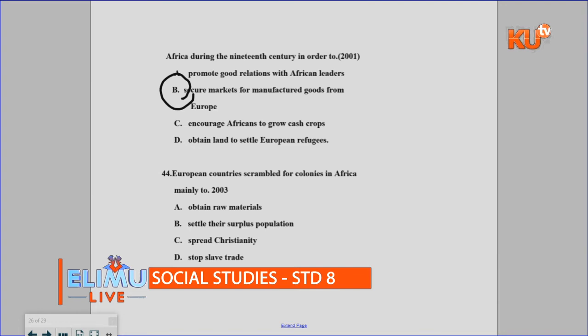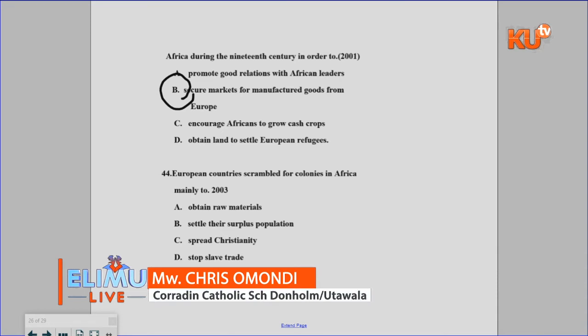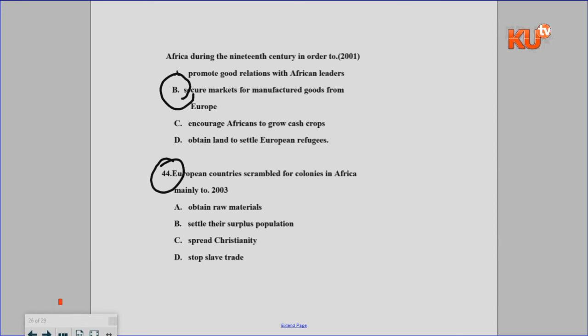Then 44, European countries scramble for colonies in Africa. That is question number 44, 2003. You can check that one. European countries scramble for colonies in Africa mainly to... Now that one, they are very specific. They want the main reason, the main. That is the key thing that you're supposed to check on.